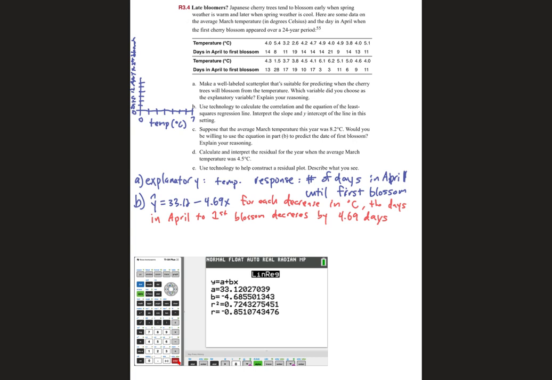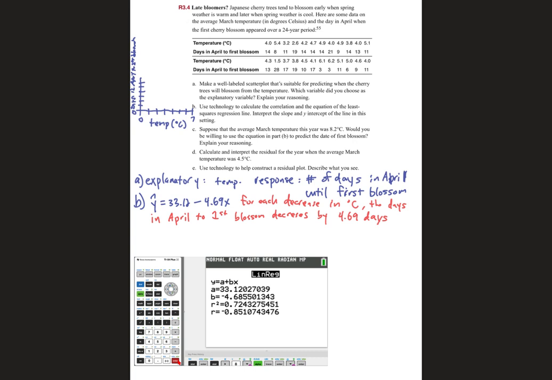Okay, and the y-intercept is saying if the temperature is 0 degrees Celsius, then the day in April that the first blossom is, is the 33rd day. We know that there's not 33 days, but that's the interpretation. Really that would relate to the next month in May, like the second or third day in May.